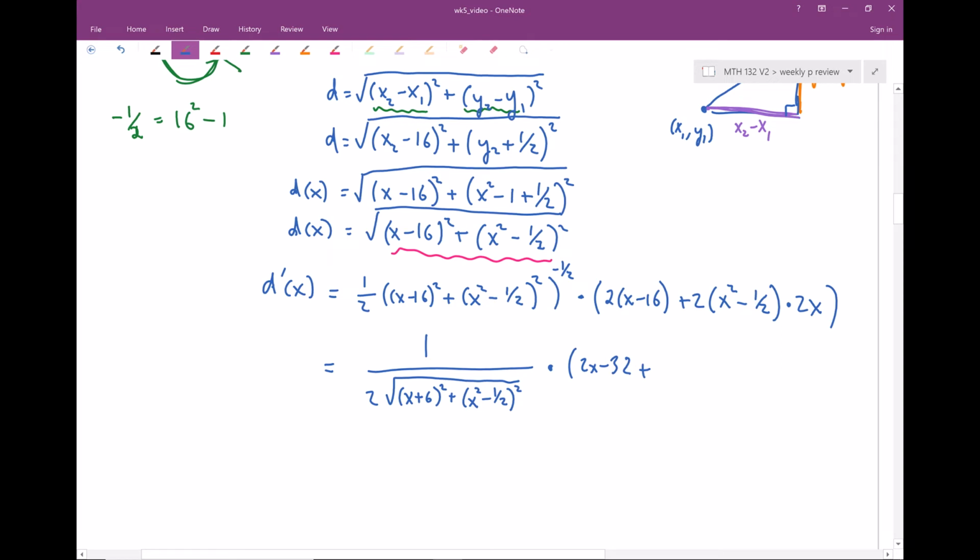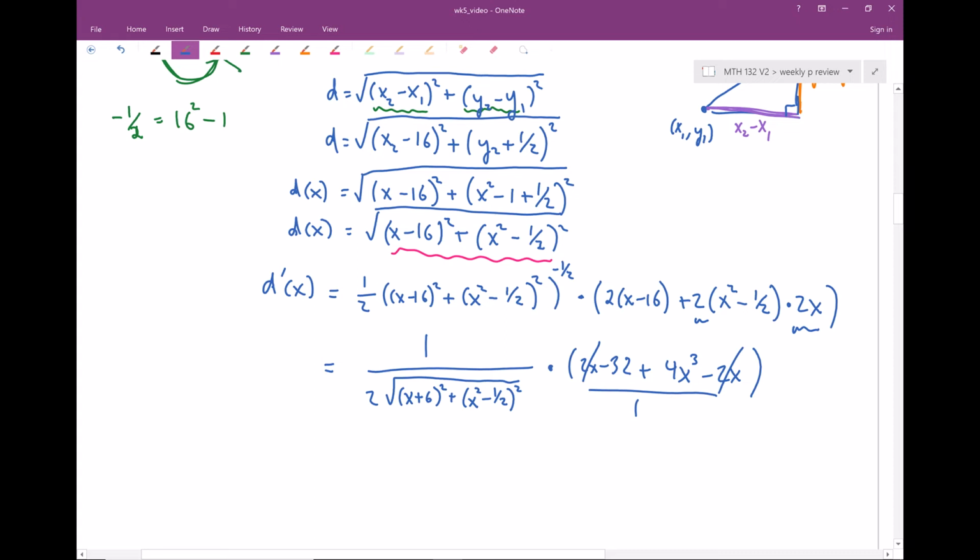Plus, here is 2 and another 2x, so that's going to be 4x that I'm multiplying by the insides here. So 4x times x squared, that's going to be 4x cubed. And 4x times negative 1/2, that's going to be negative 2x. So actually, there's a little bit of cancellation, right? We have the 2x and the negative 2x. That perfectly goes away.